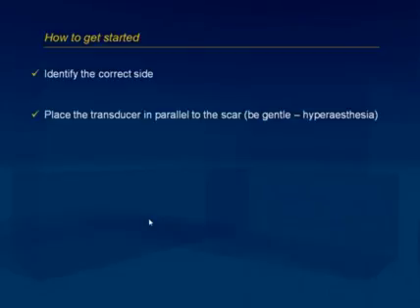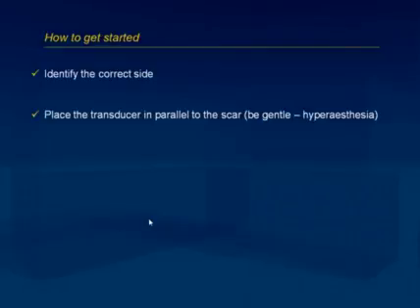Well, in a fresh and well-functioning transplant, that should be a piece of cake. To find the correct side, usually there will be a well-delineated scar, and we will just place the transducer parallel to the scar. It is important, as a bit of ultrasound etiquette, to be gentle. Many patients have hyperesthesia in their iliac fossa that contains the transplant.